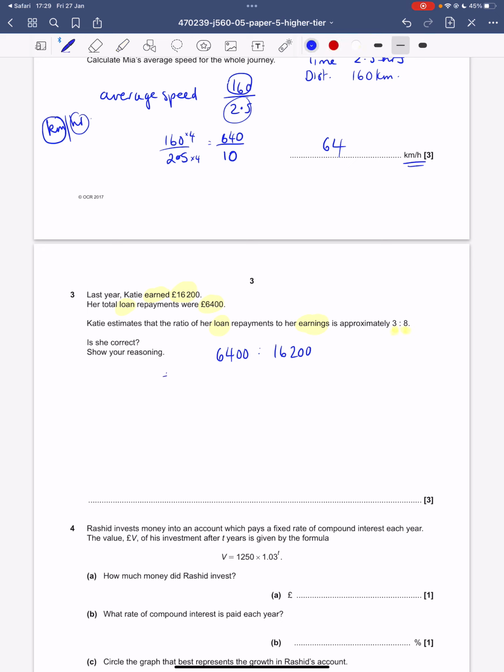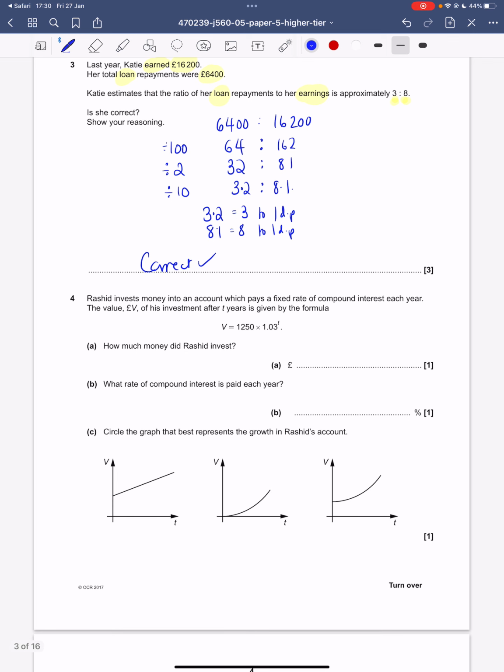Okay, so we'll divide both of these numbers by 100. You can simplify them down like you would with fractions. And then they'll both divide by 2. 32 to 81, half in each one. And then I'm going to divide by 10. So it's 3.2 to 8.1. And then 3.2 is equal to 3 to 1 dp. 8.1 is equal to 8 to 1 dp. So I would say she is correct. Okay. Because this is approximately equal to 3 to 8.